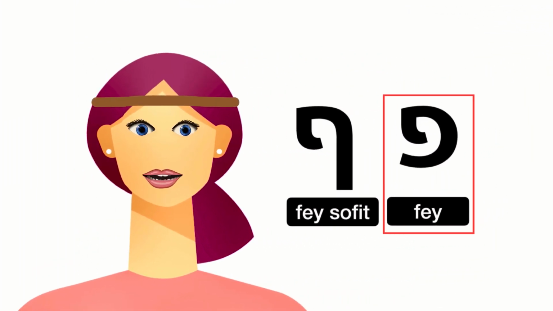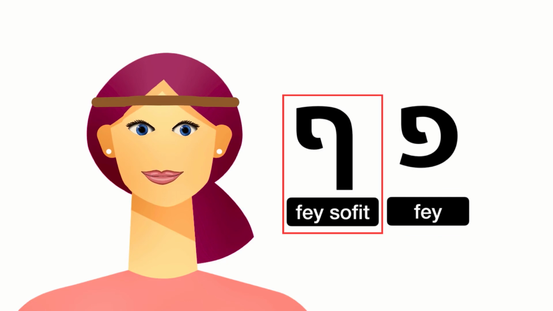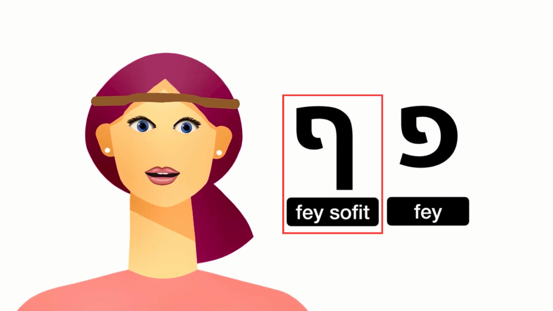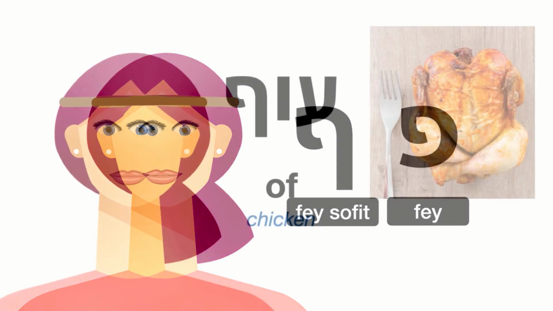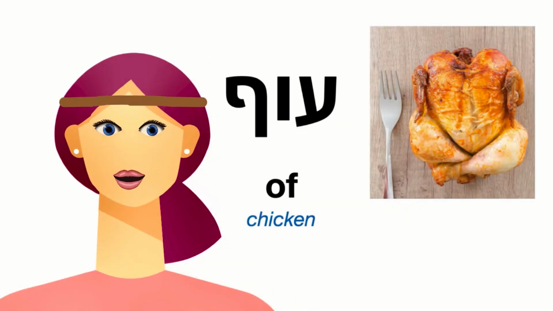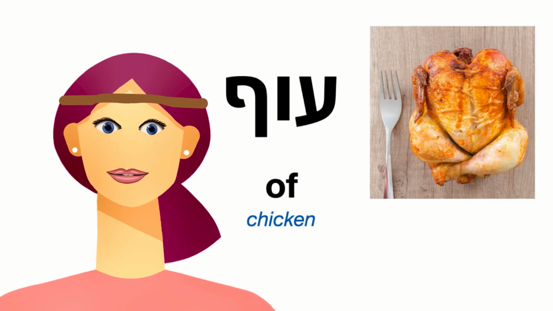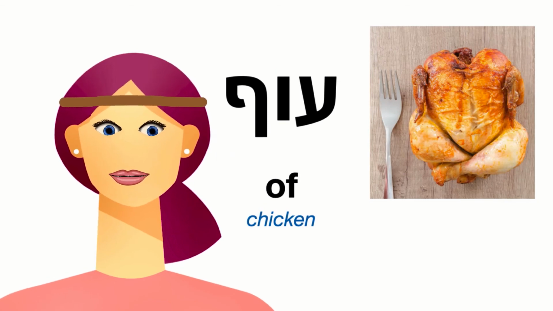So, now that you know the letter Fe, let's see its end form. Fe sofit. When the F sound is the last sound of a word, we write the sofit form of the letter Fe. Let's see an example. The Hebrew word for chicken ends with a Fe sofit. This is how we pronounce it: of.